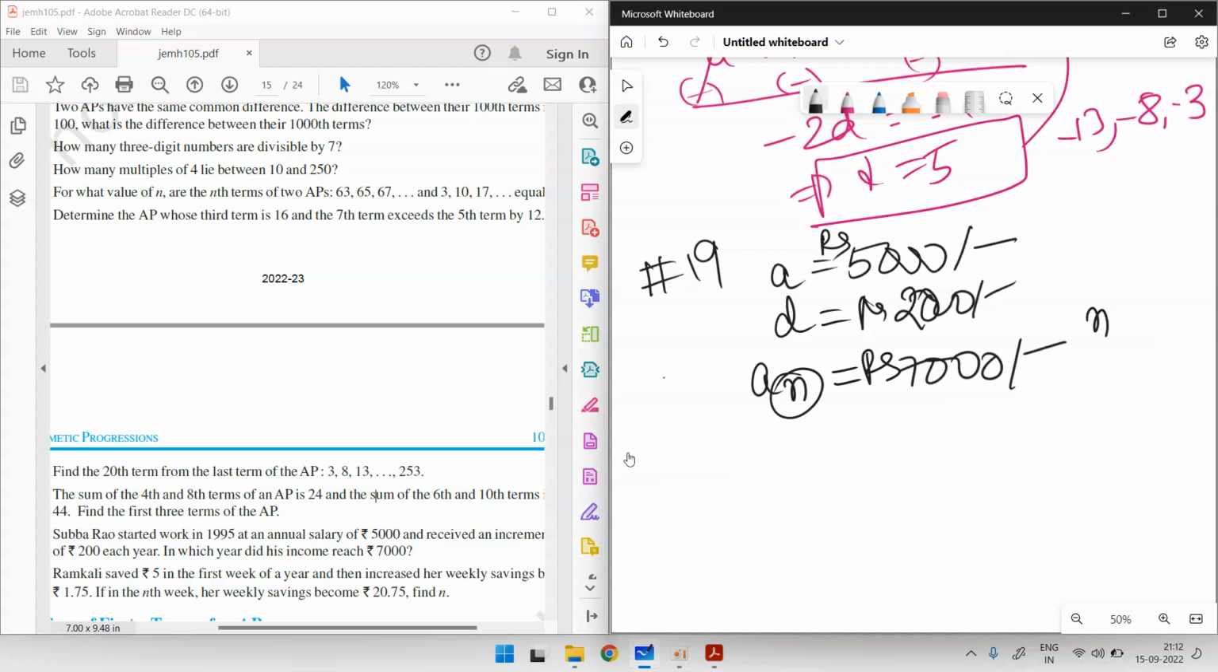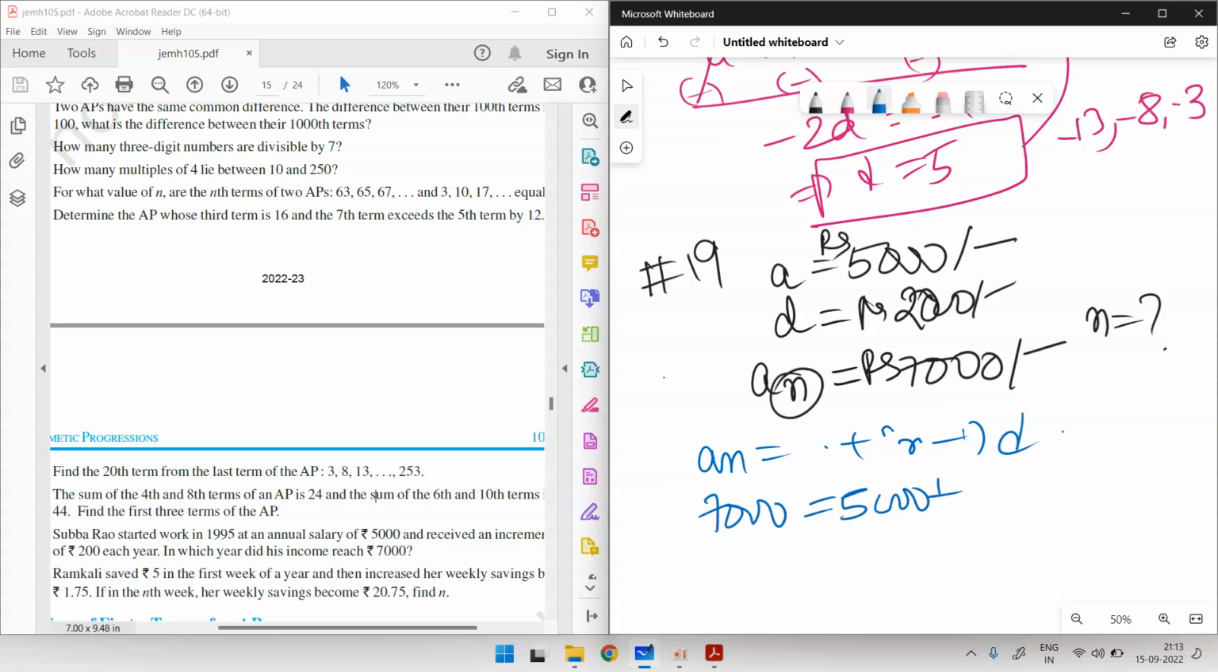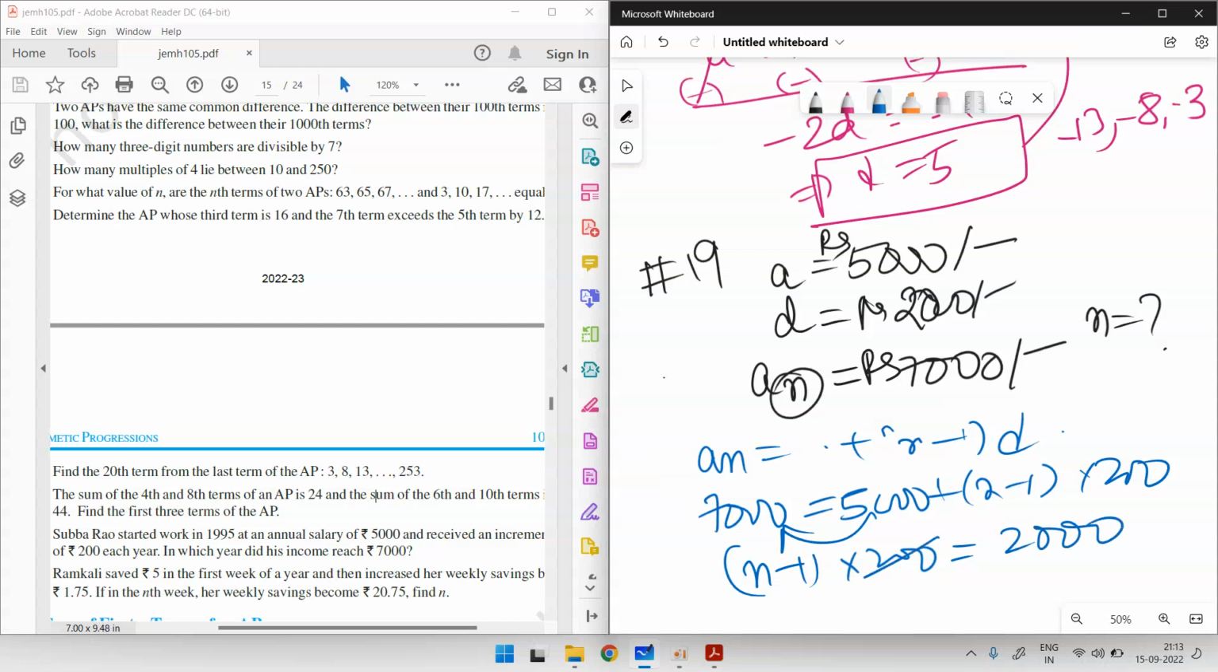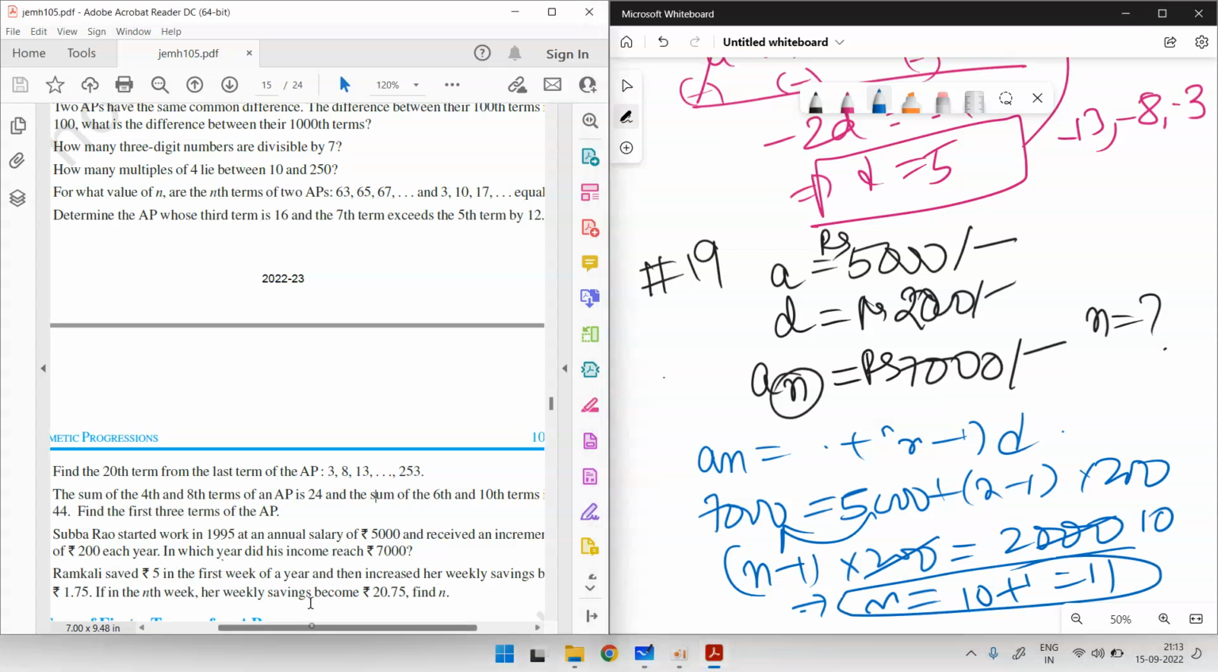If you solve, a of n equals a plus n minus 1 into d. So 7,000 equals 5,000 plus n minus 1 into 200. Taking this here, n minus 1 into 200 equals 7,000 minus 5,000, which is 2,000. If you divide 2,000 by 200, it is 10. So n is 10 plus 1, which is 11. So in the 11th year, his income reaches 7,000.